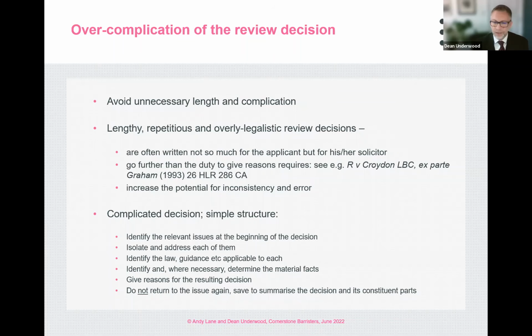But critically, and this I may put as a plea on behalf of me and Andy, please do not return to the issue again, save perhaps to summarize the decision and its constituent parts at the end. What we frequently see in some review decisions is a tendency to deal with an issue in one place and then attempt to deal with it again later on in the decision in one or more other places. And the consequence of that is that there is a far greater scope for inconsistency in the decision making and for error. So please avoid doing that. Isolate the issues, deal with them individually, and then make your decision, only returning to them in order to summarize what your decision is at the end. And hopefully that will give you a very basic structure by which to create and give an effective review decision.